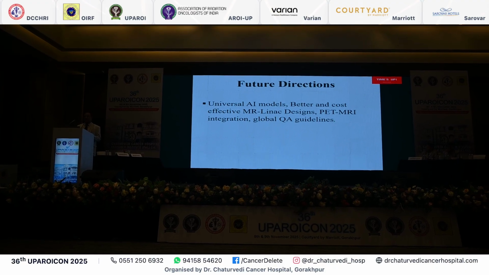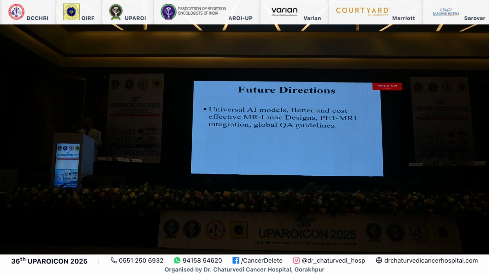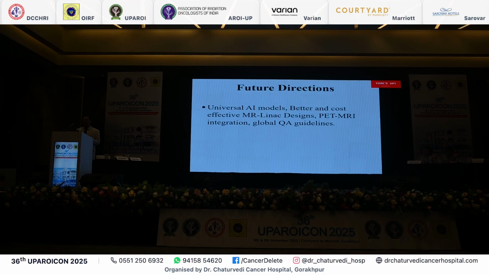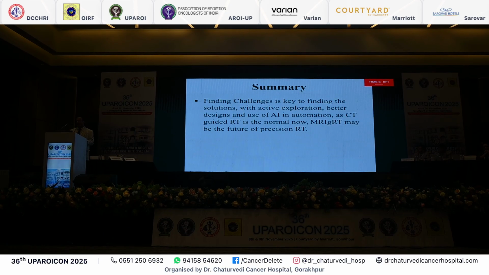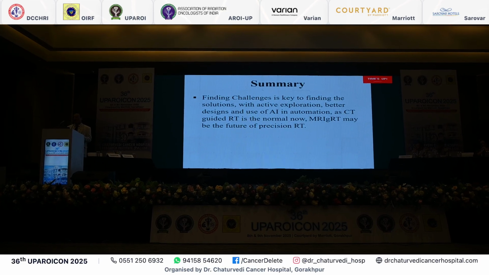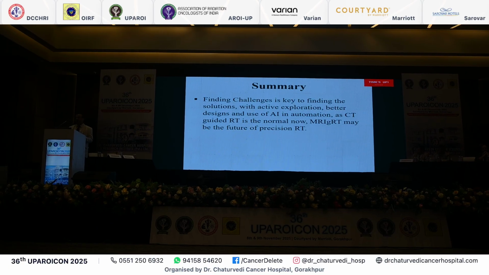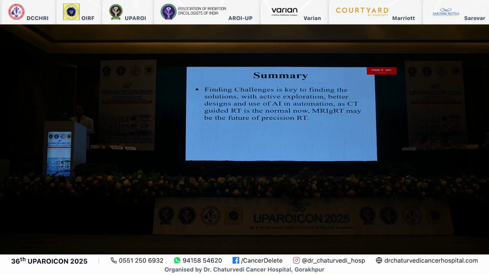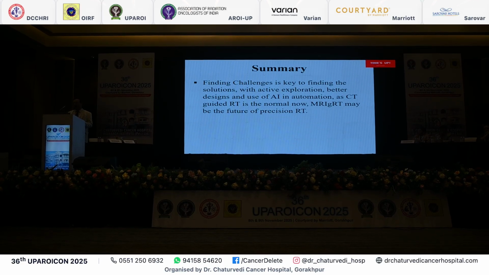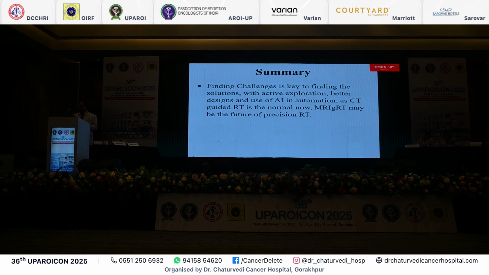Universal AI models must be there, because still they are company specific. Better and cost effective MRI Linac designs, better MRI integration, and global QA guidelines are still lacking. So in summary, finding challenges is key to finding the solutions. With active exploration, better designs and use of AI in automation, as CT scan guided radiotherapy is the norm now, in future MRI guided radiotherapy may be the future of precision RT.